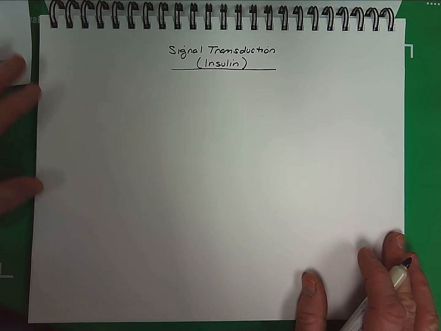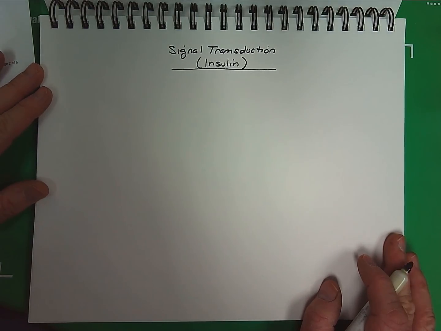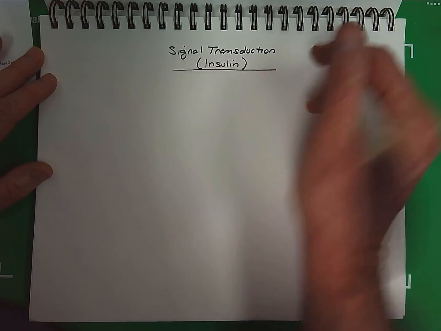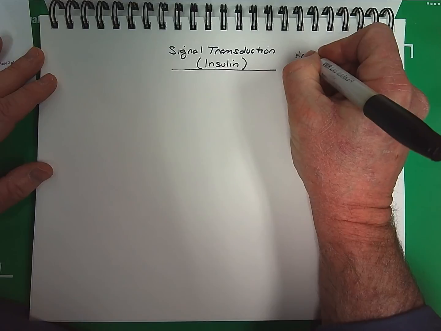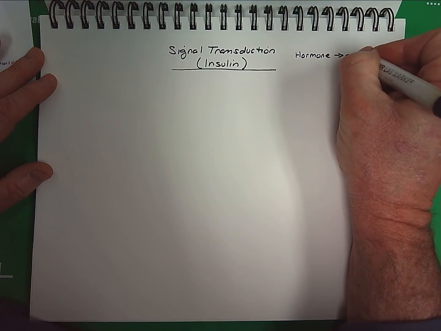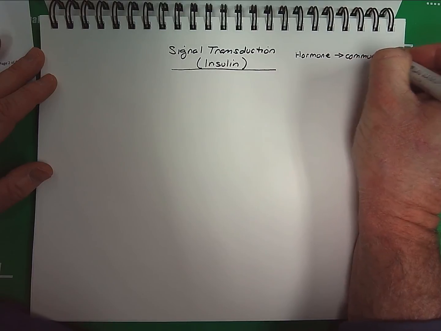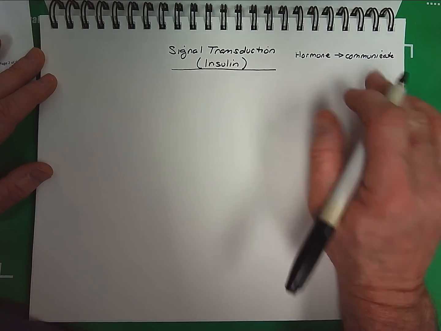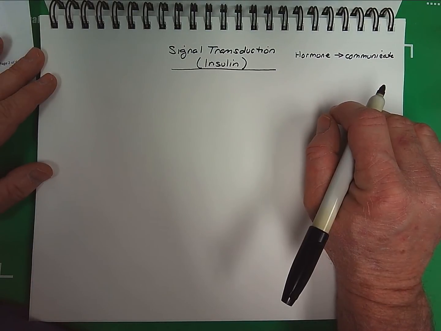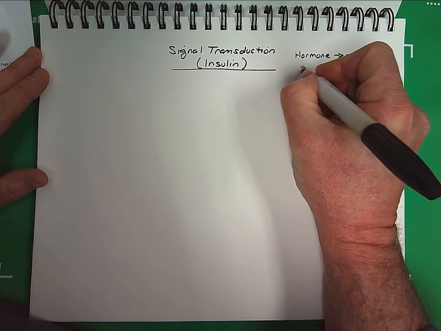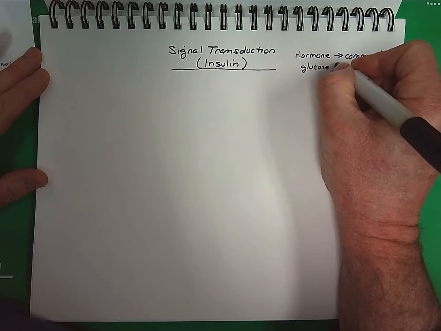Now let's take a look at signal transduction properties using the ligand insulin. The importance of insulin is that it is a small polypeptide hormone that is going to communicate information that is outside a cell to the inside of the cell. Now what we primarily mean by this is that insulin is going to be responding to glucose levels.